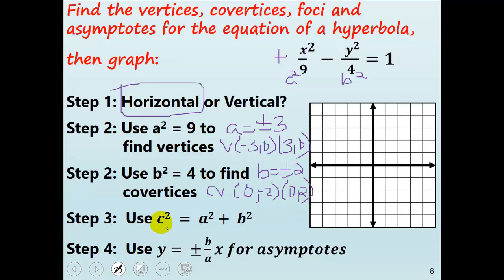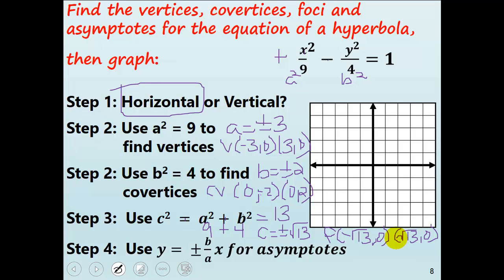Now we're going to use c squared equals a squared plus b squared to figure out what our c is. We get 9 plus 4, so c squared is going to be 13, and c is going to be plus or minus the square root of 13, and it has to be on the same axis as the vertex. So the foci are going to be at negative root 13, 0, and positive root 13, 0. That's a root.